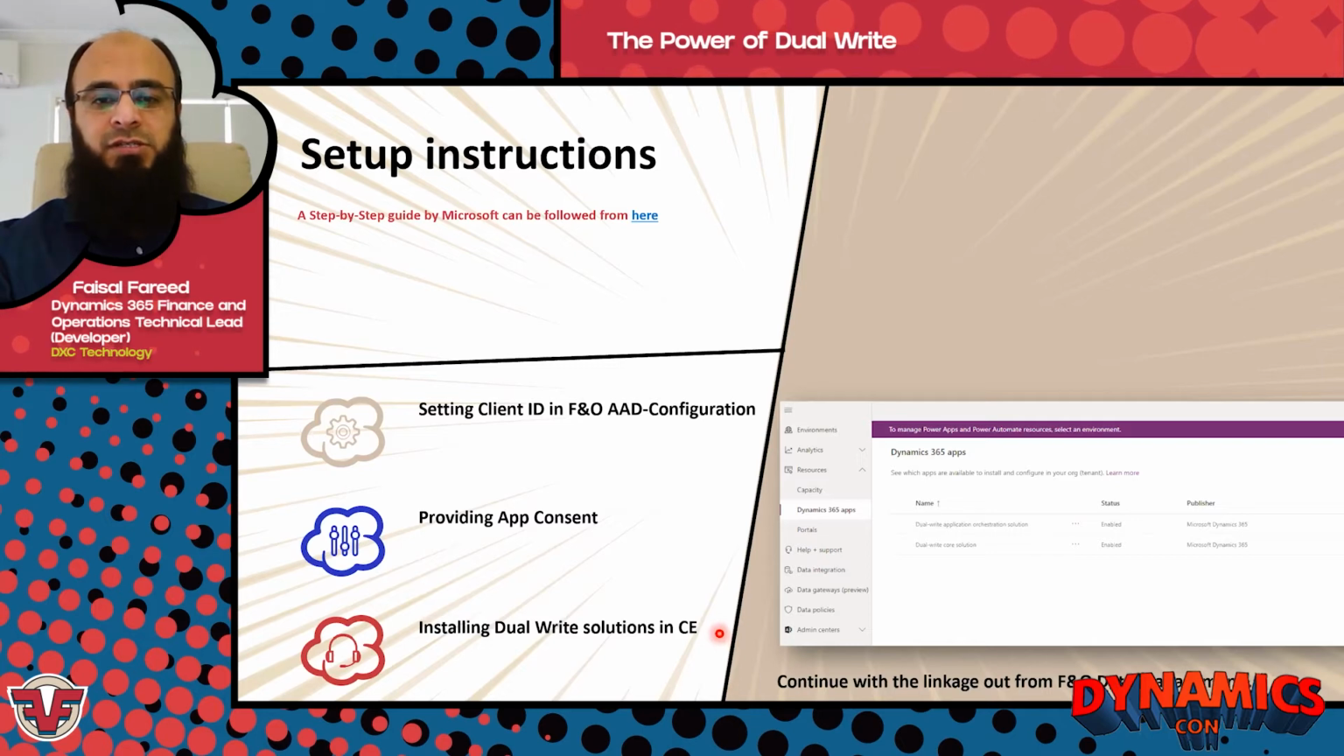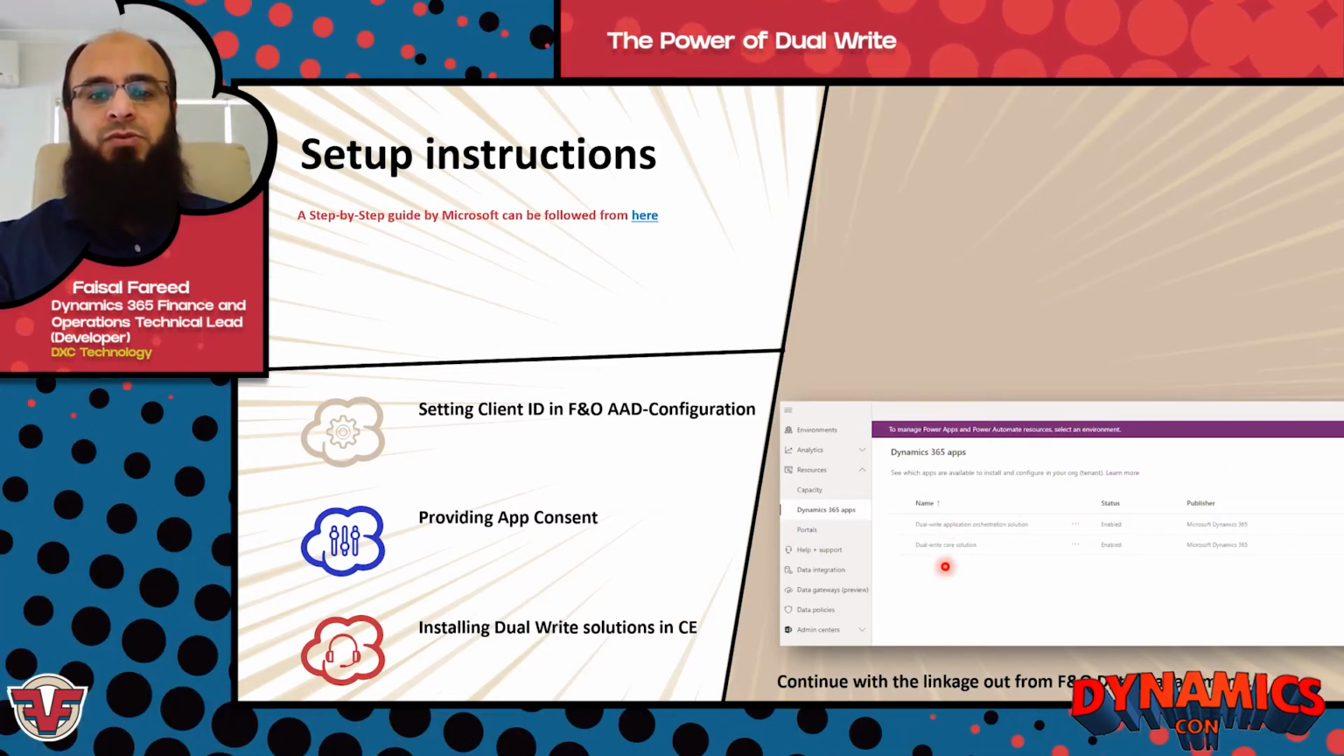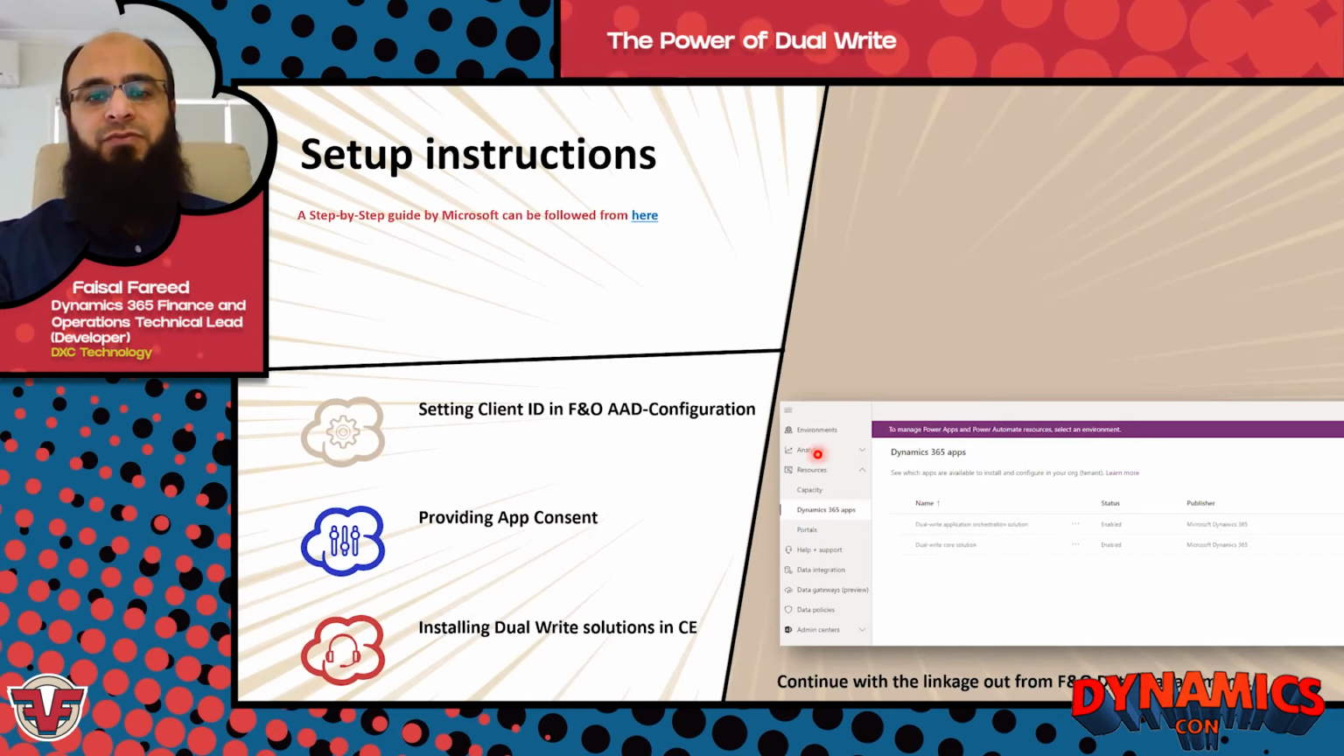dual write orchestration solution into customer engagement. These are the two solutions which you can see on the right hand side. These are two solutions you have to install from your Power Apps. These are available in your app source, and it's very easy to install. This is the way you can go to resources, and under Dynamics 365 apps, you choose dual write solution and install into any environment.